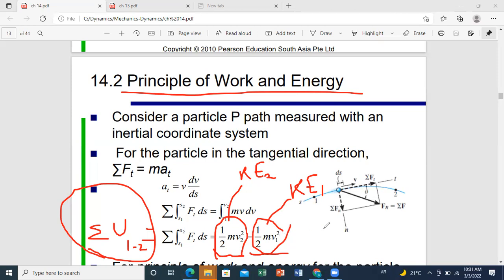Okay? Doctor, so we say that the variation of kinetic energy, or the loss of kinetic energy, equals the sum of work? Yes, total work done by forces on my system. Okay? Thank you. Yeah, welcome.